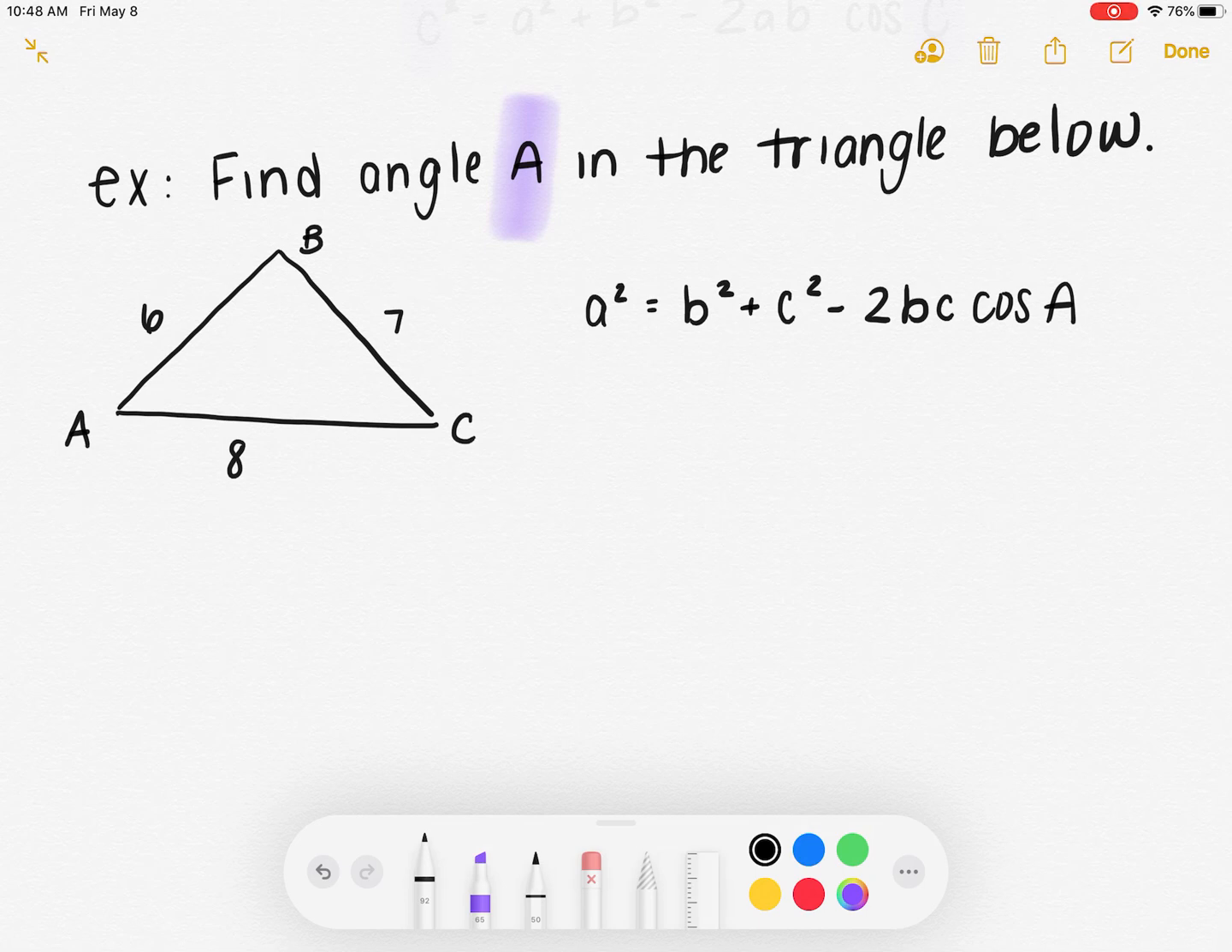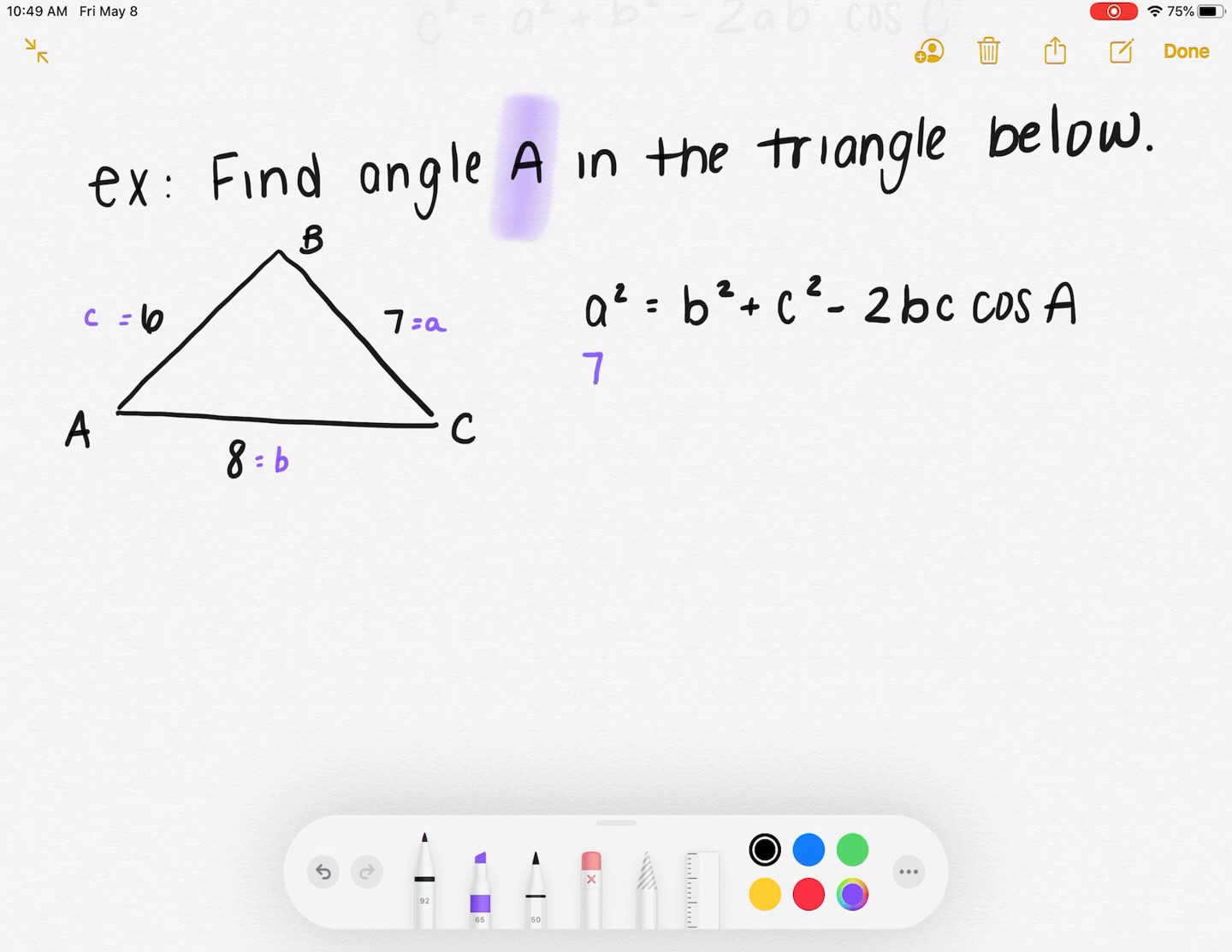So the first thing I need to know is which side is which. And I remember that sides are opposite their angle. So this is A, opposite of B is 8, and opposite of C is 6. So now that I know which one is which, I can go in and just fill in my information. So I'm just going to replace my A with a 7.